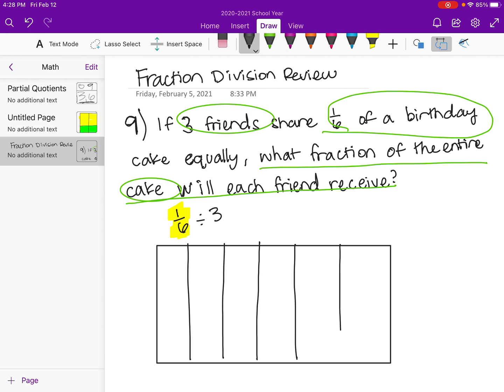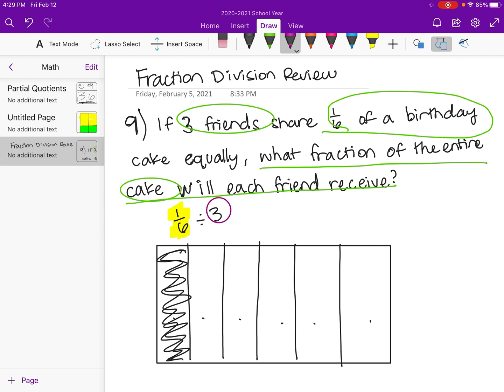So I just split my rectangle into 1, 2, 3, 4, 5, 6 pieces. So think of this as my cake, my rectangle cake like you buy from the grocery store, or like you make in a 9x13 pan if you're a baker. So I have 1/6 of my cake. This is what I have. Now I need to split that among 3 friends.